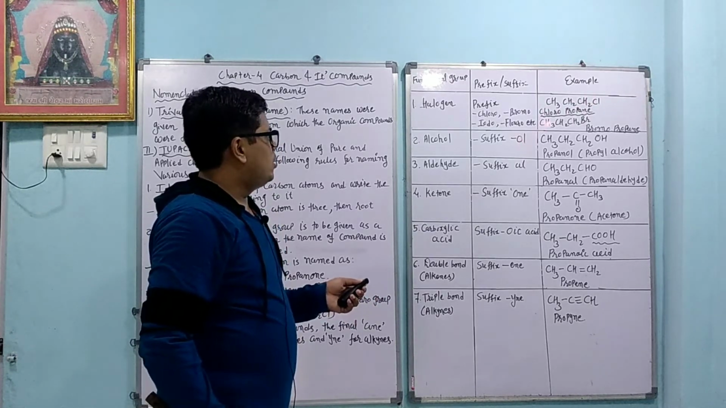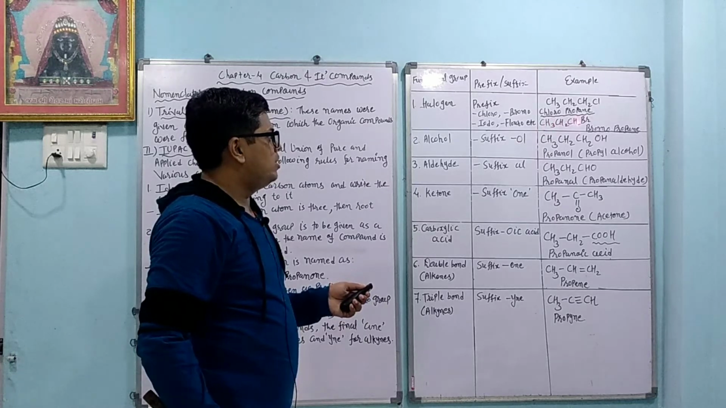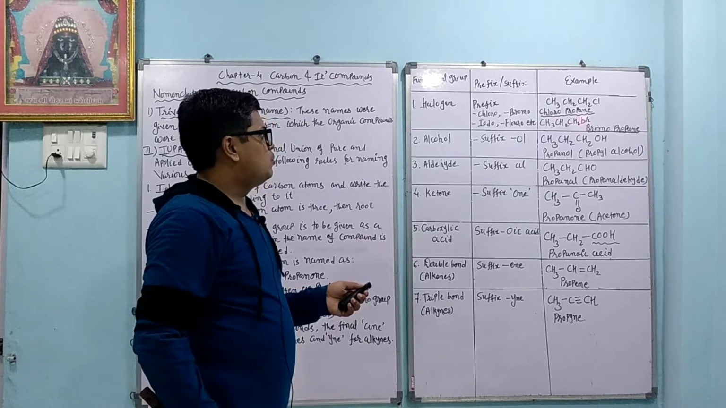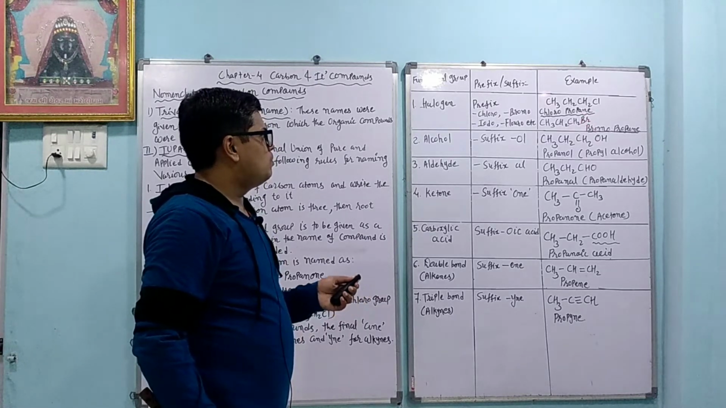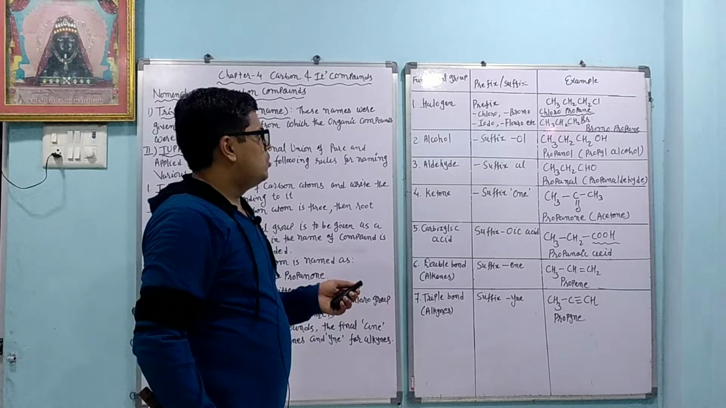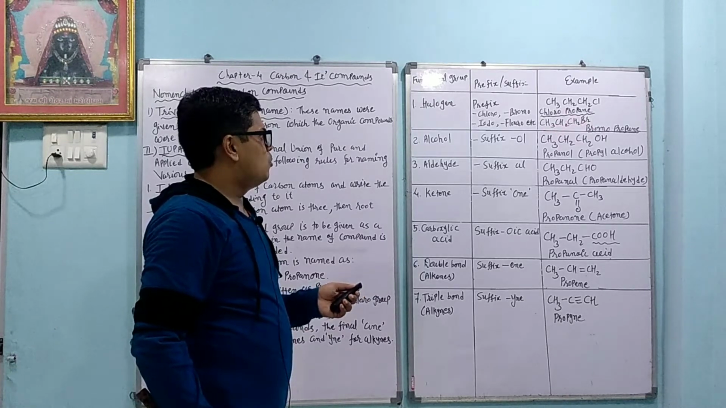Second compound: here we can see 3 carbons, propane, and bromine is present. Whenever we have to give the name, we add the prefix, so it is bromopropane, and its common name will be propyl bromide.